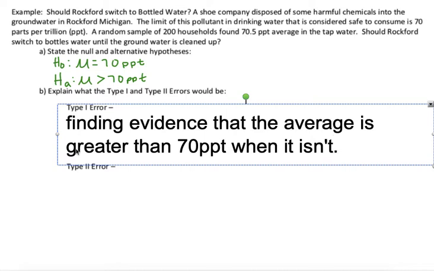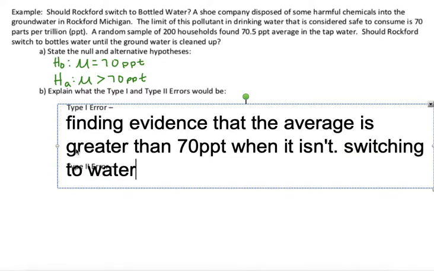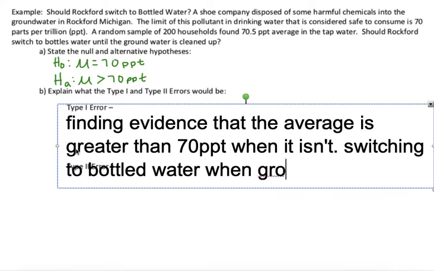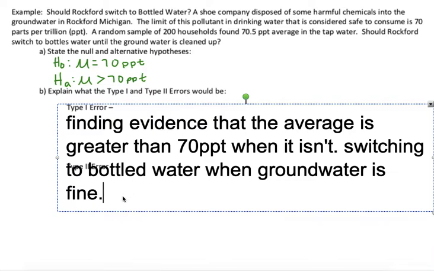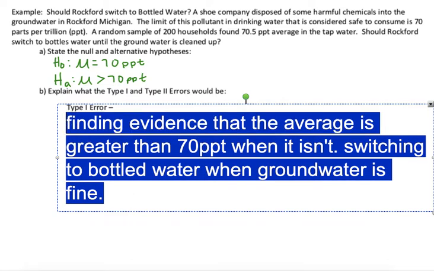Okay? That's what the type 1 error would be. It's finding evidence that we shouldn't have. We found evidence of our alternative, but we shouldn't. And so what happens there is that we would end up switching to water bottles or bottled water when groundwater is fine. That would be kind of the error that we would be encouraging there.